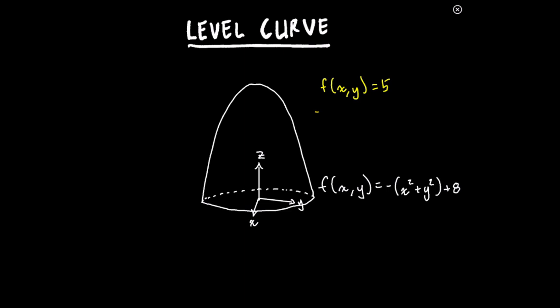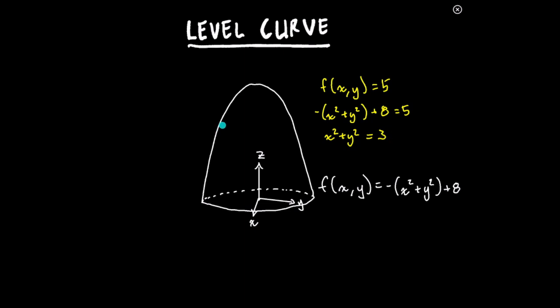So negative x squared minus y squared plus 8 equals 5, right? Subtract 8 from both sides and you get x squared plus y squared equals 3. That's what it comes out to. Now, what is that a graph of? That's simply just a graph of a circle, right? A circle with radius of square root 3, right?